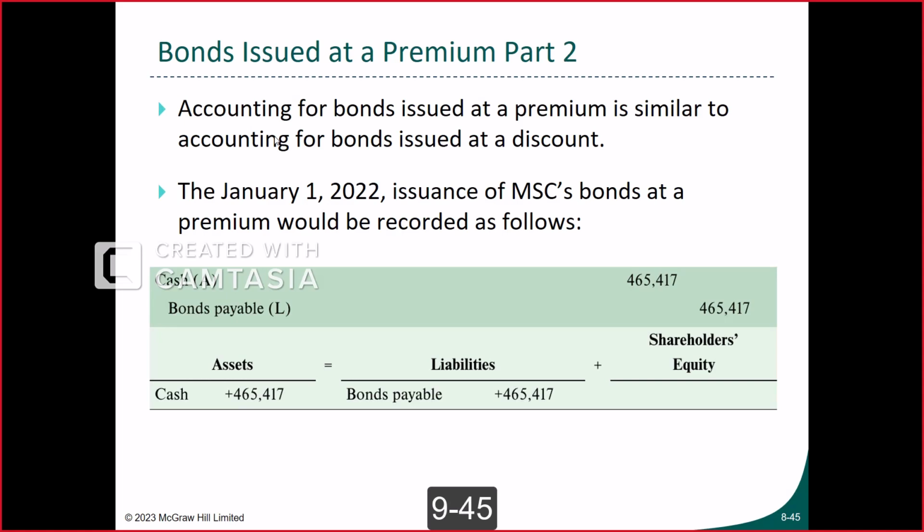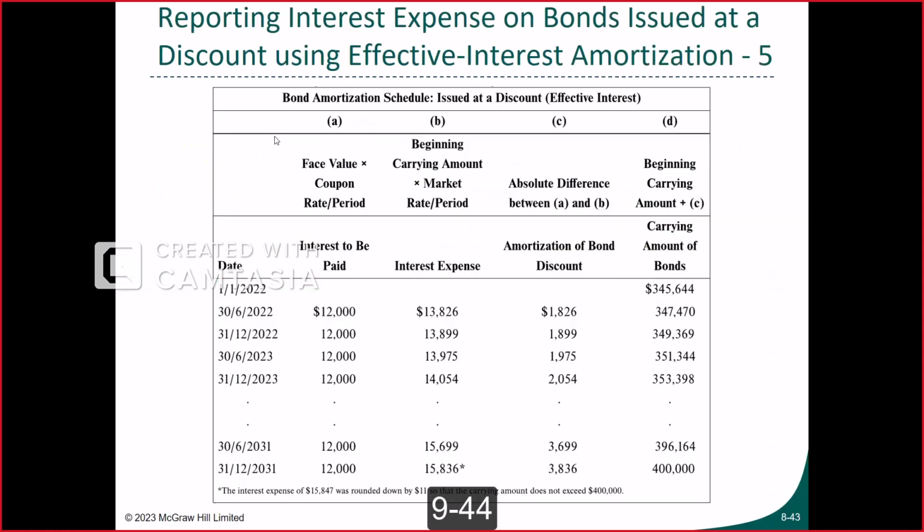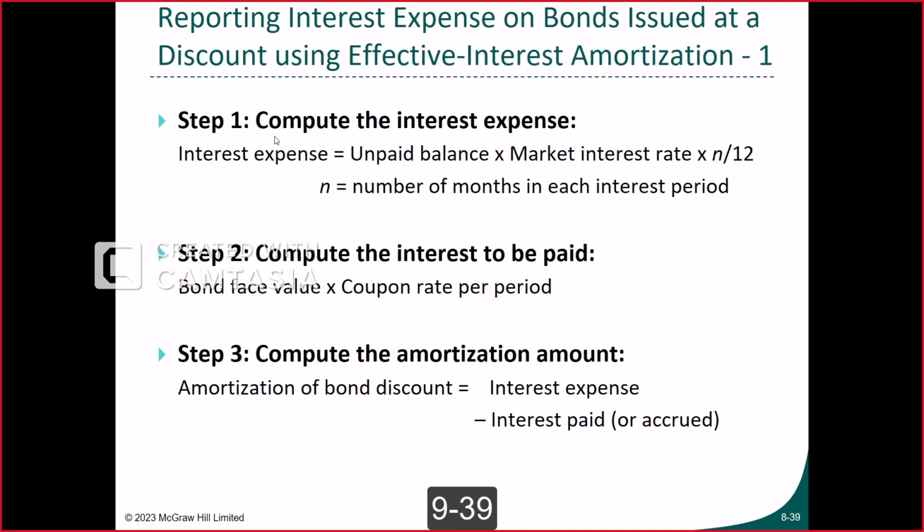What do you expect? How do you expect the carrying value to behave, or what behavior do you expect for the carrying value of the bonds, so that we get at the maturity day $400,000, the amount of the principal? It's going to decrease to drop down to 400. Very good, excellent. Thank you, Natalie.